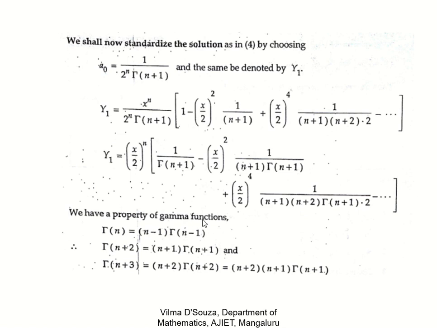Now we have the property of gamma function which you already studied in the previous semester. Gamma n is n minus 1 into gamma n minus 1. Gamma n plus 2 is n plus 1 into gamma n plus 1. Gamma n plus 3 is n plus 2 into gamma n plus 2, or n plus 2 into, what is gamma n plus 2? N plus 1 into gamma n plus 1. So use it here. The second term, n plus 1 into gamma n plus 1, becomes gamma n plus 2. And this term becomes gamma n plus 3.